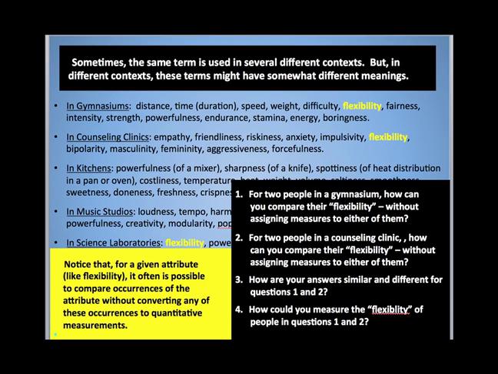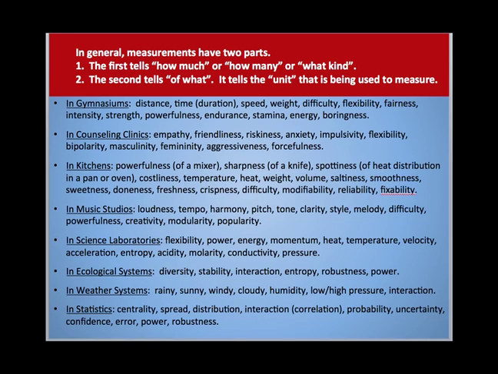Notice that, for a given attribute, like flexibility, it often is possible to compare occurrences of the attribute without converting any of these occurrences to quantitative measurements. In general, measurements have 2 parts. The first tells how much, or how many, or what kind. And the second tells of what. It tells the unit that is being used to measure.